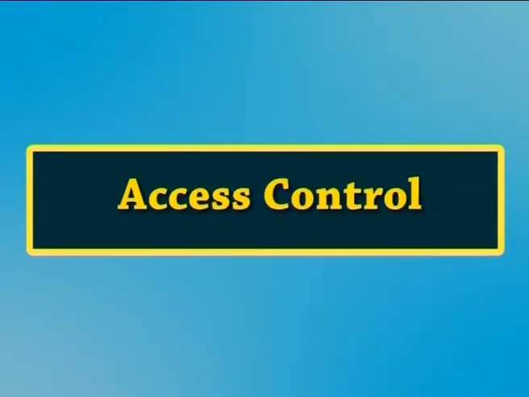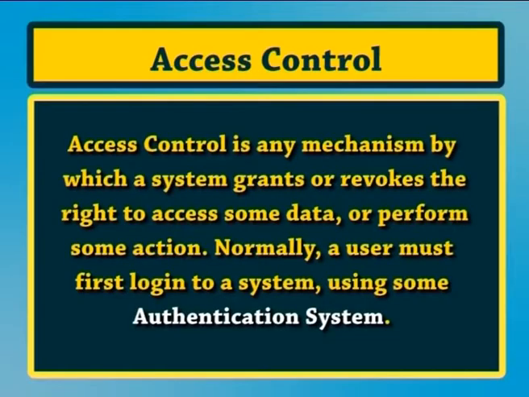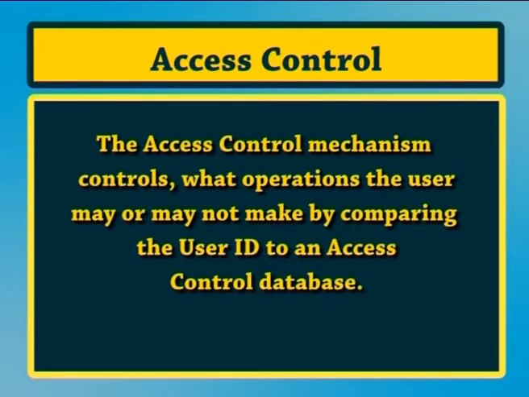Today, we are going to learn about access control. So, let us begin with access control. Access control is any mechanism by which a system grants or revokes the right to access some data or perform some action. Normally, a user must first log into a system using some authentication system. Next, the access control mechanism controls what operations the user may or may not make by comparing the user ID to an access control database.